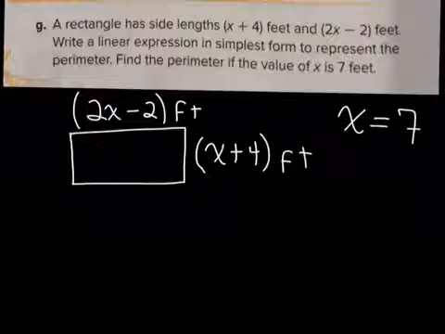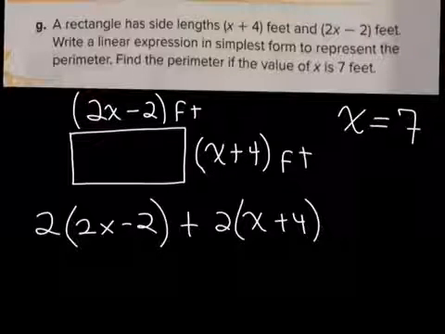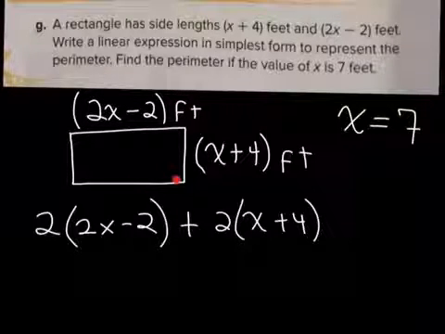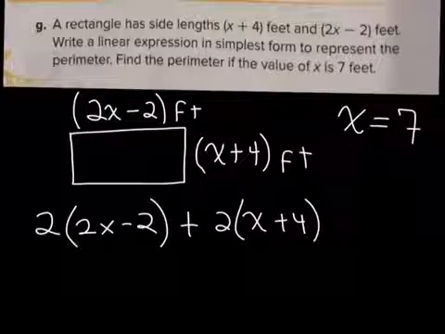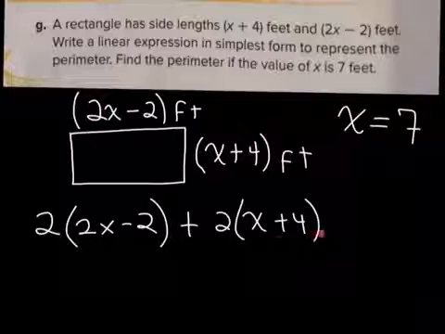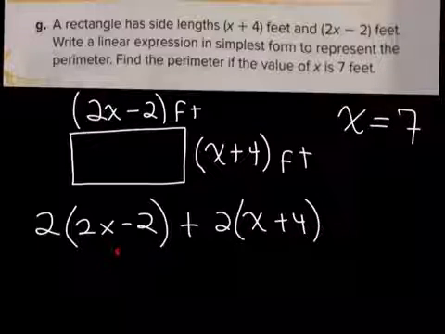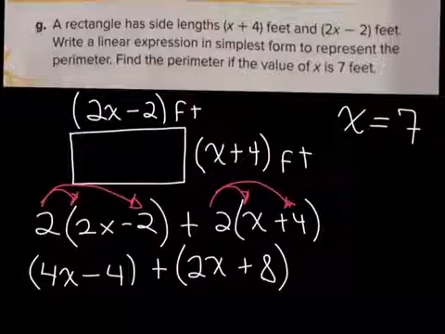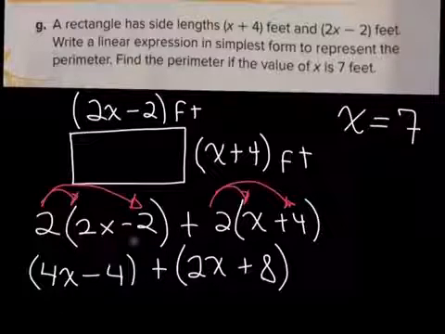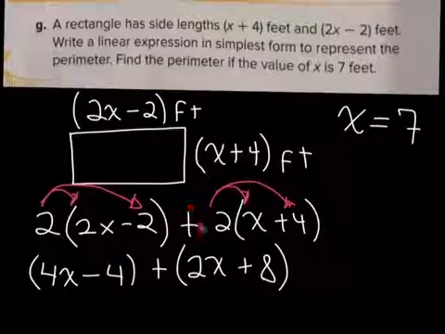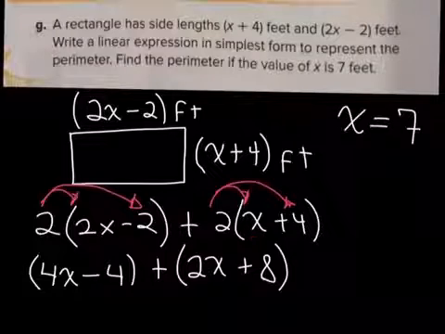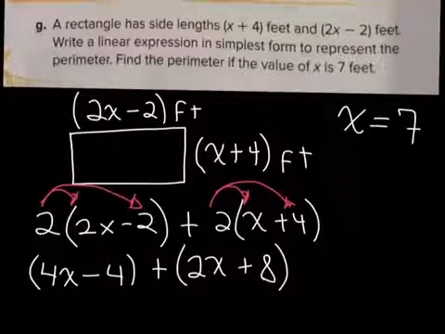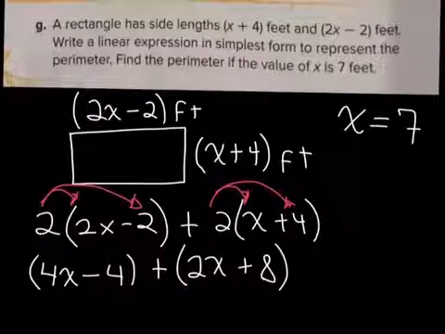So I'm going to write an algebraic expression where I'm representing this length twice, because I have it here and I have it here. So I have it here 2x minus 2 times 2, right? And then this length, x plus 4, is represented twice, 2 times x plus 4. Now let's use distributive property. And I have 2 times 2x is 4x, and 2 times negative 2 is negative 4, plus 2x, 2 times 4 is 8, plus 8.